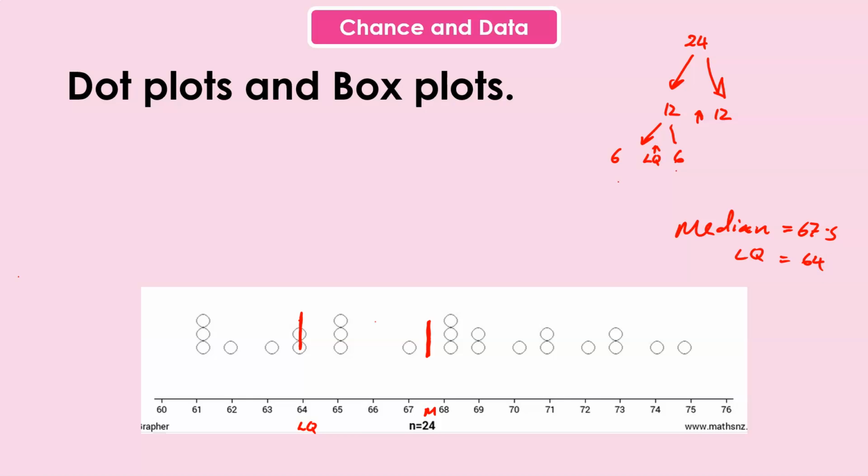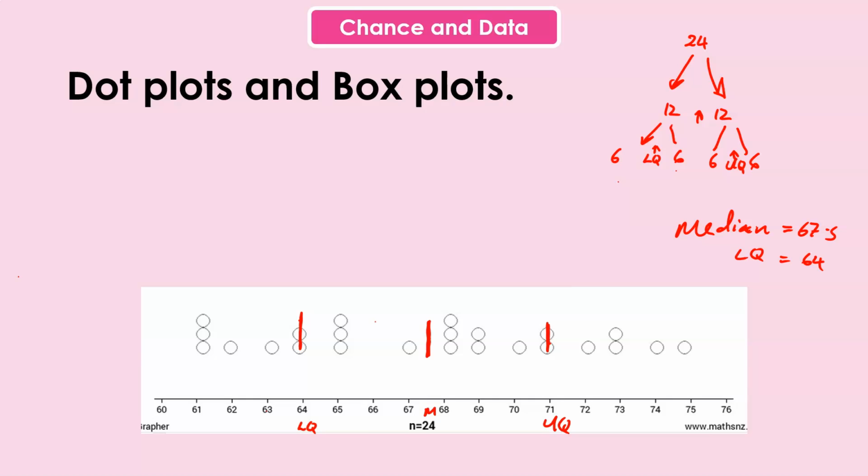Now with the upper quartile, I can do the same. It splits into 6, and we find the quartile between them. So I can count out my 6. 1, 2, 3, 4, 5, 6, which goes there, which is the upper quartile. So that's pretty much where we got to last lesson, being able to find them.